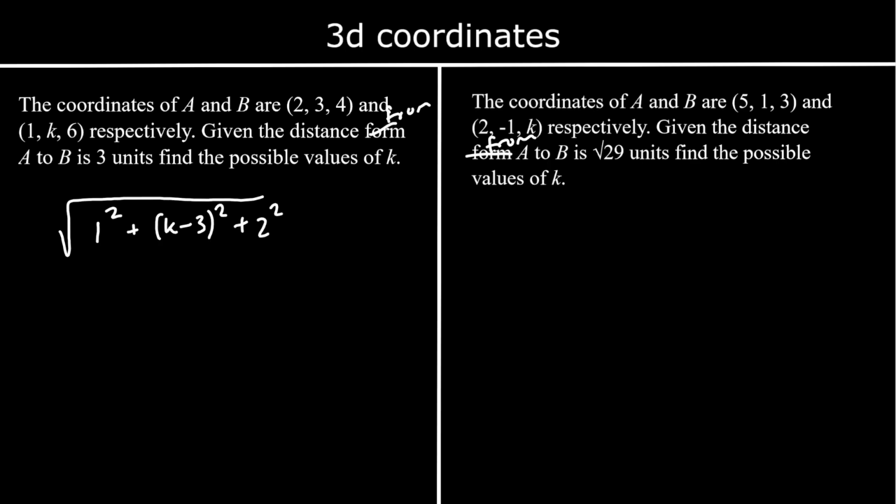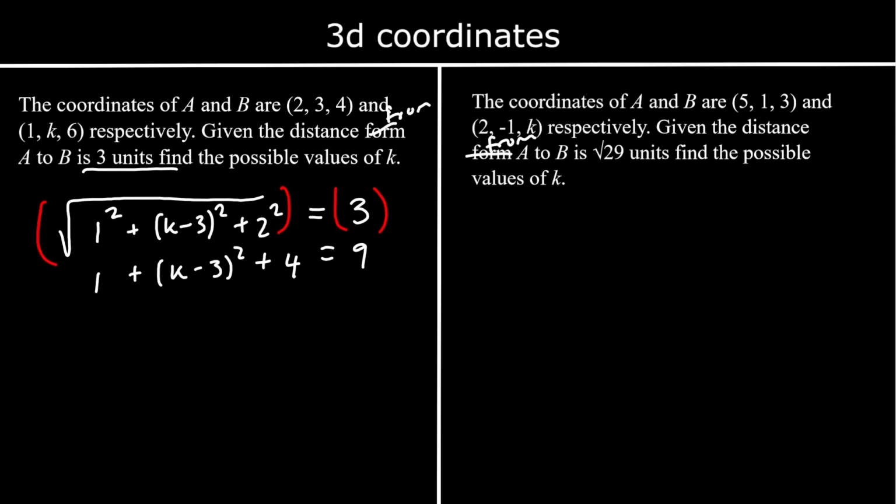And that's going to be equal to 3, because we know the distance is 3. So let's square both sides. So on the left, 1 squared is 1, plus k minus 3 squared, plus 4 equals 3 squared, which is 9. So I've squared both sides, so I've squared the whole of this and the whole of this, and I've just simplified the 1 squared and the 2 squared as I've gone.